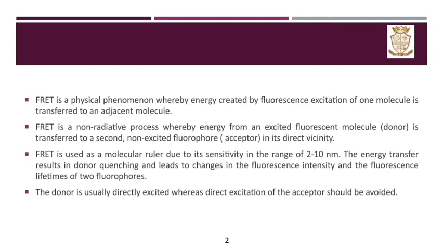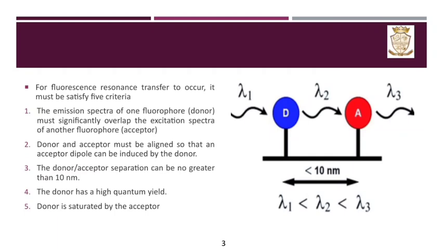FRET is used as a molecular ruler and the donor is usually directly excited, whereas direct excitation of the acceptor should be avoided. The phenomenon FRET must satisfy five criteria.